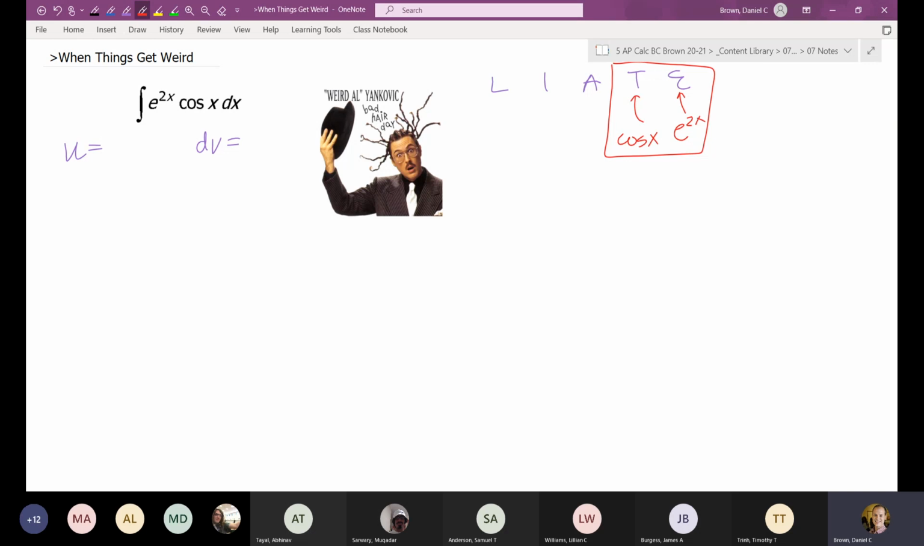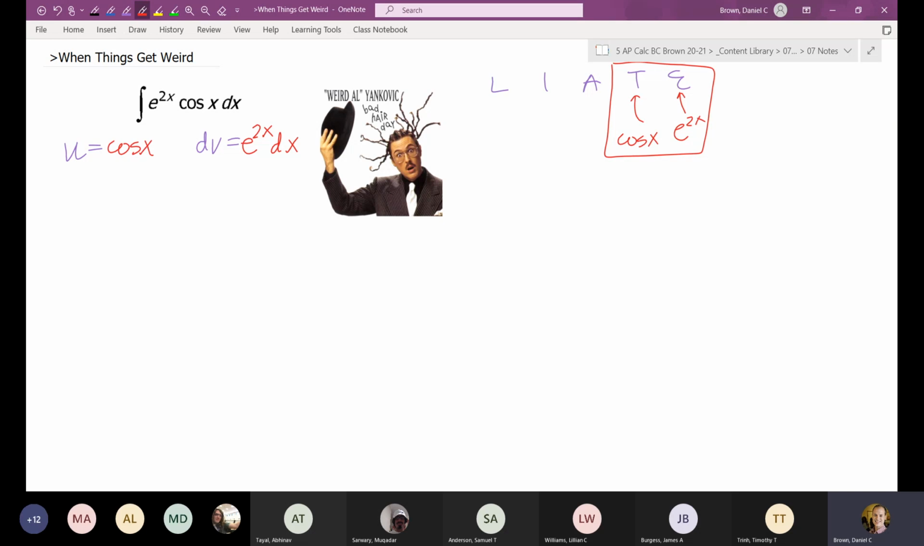Again, I do want to make sure it's clear we can't do the nice, convenient table method because neither the derivative of a trig nor the exponential will ever reach 0. So I'm going to go ahead and let the best case I have, the trig, be my u. So I'm going to have the cosine of x here. dv, that's going to be e to the 2x dx.